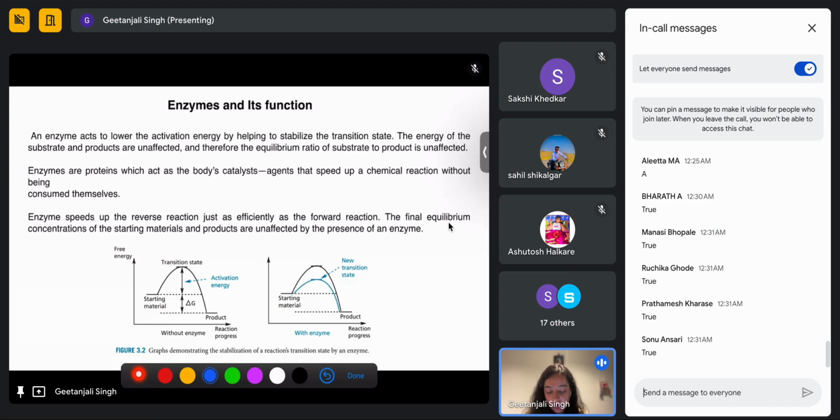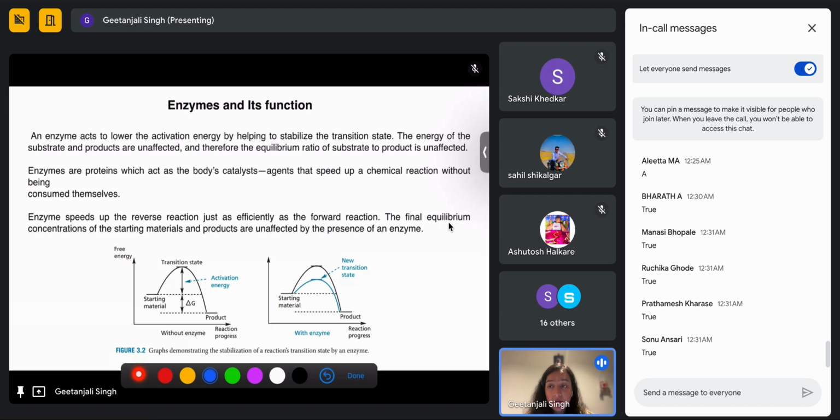Enzymes are proteins. Obviously, not all enzymes are proteins. There are some enzymes that are not proteins. They're ribozymes, that's not protein. But in general, most of the enzymes are proteins. Enzymes are proteins which act as the body's catalyst agent that speed up chemical reactions without themselves being consumed.